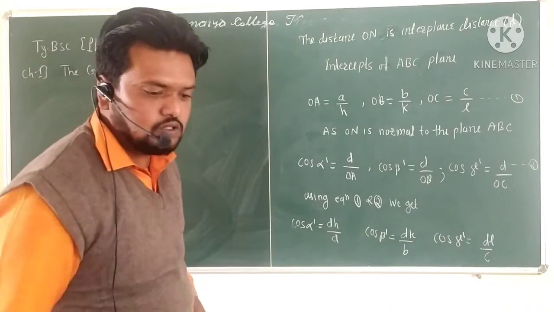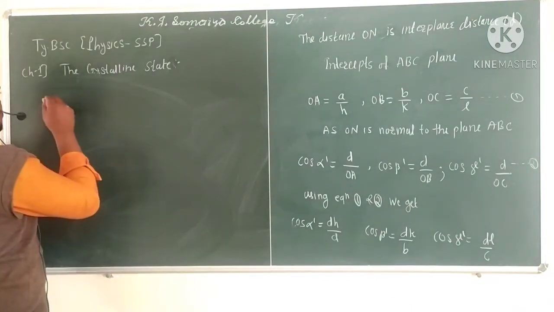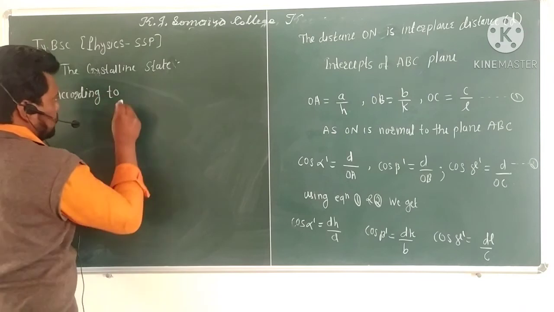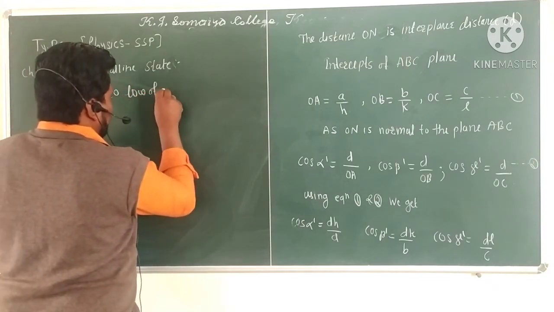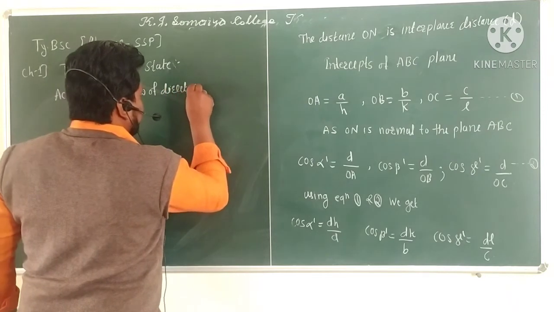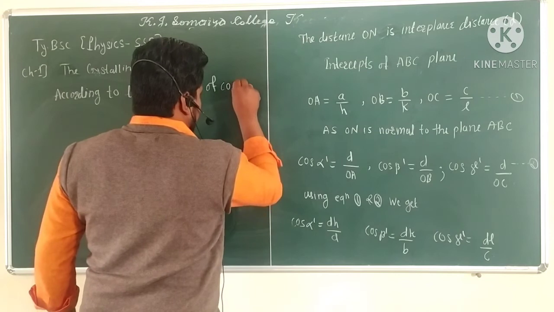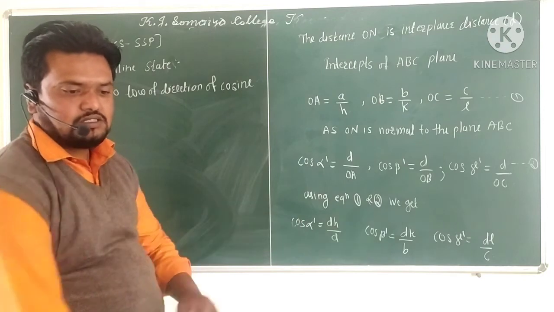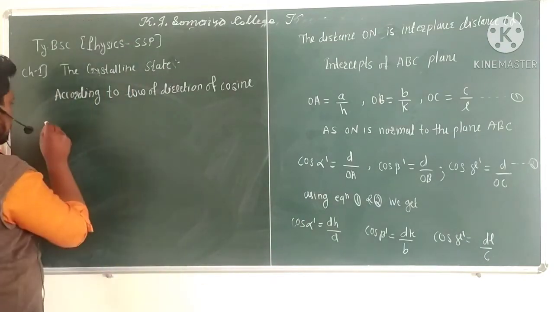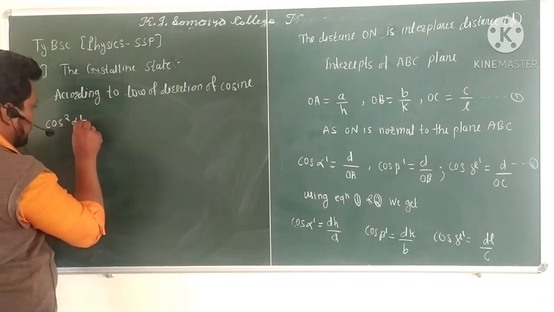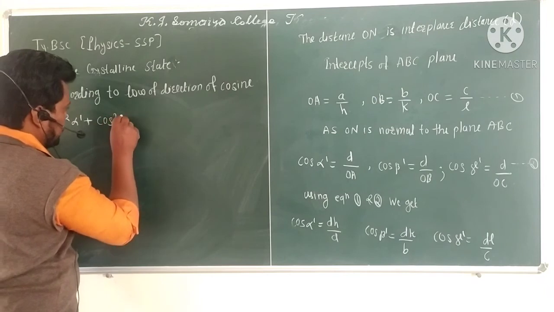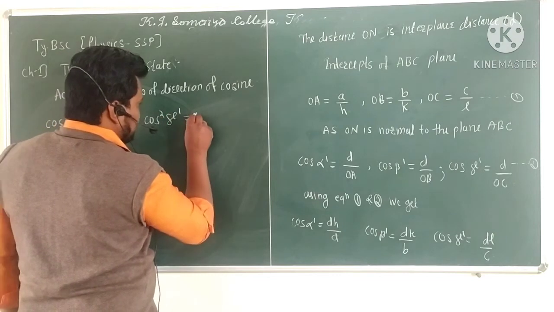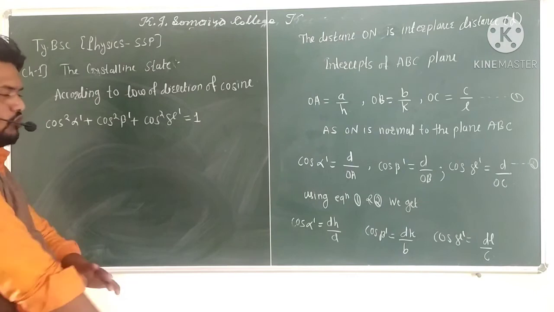So according to the law of direction of cosines, squaring both sides and adding, we see cos square alpha prime plus cos square beta prime plus cos square gamma prime is equal to 1. So this is according to the law of the cosines.